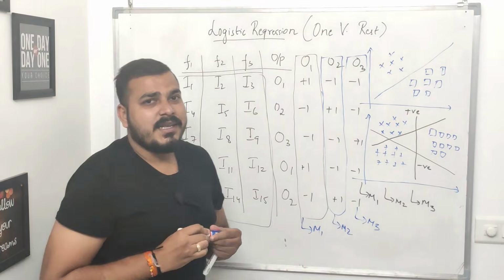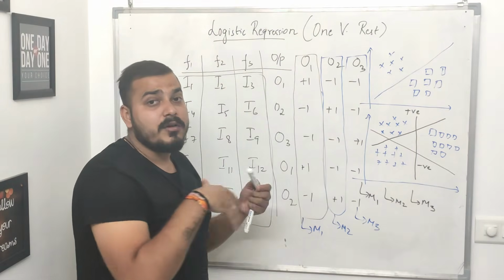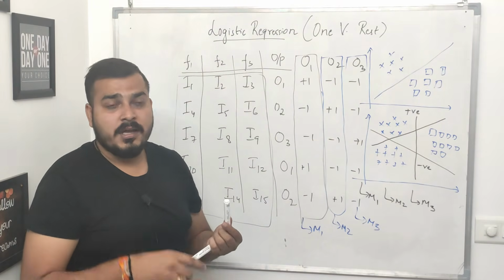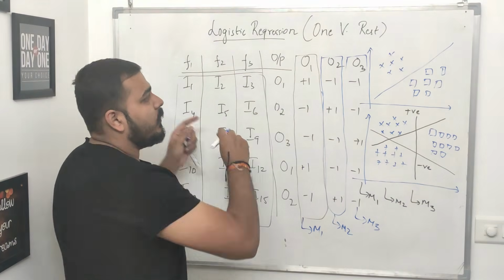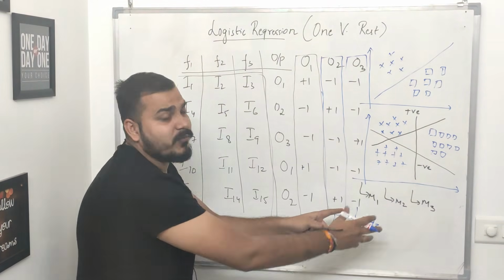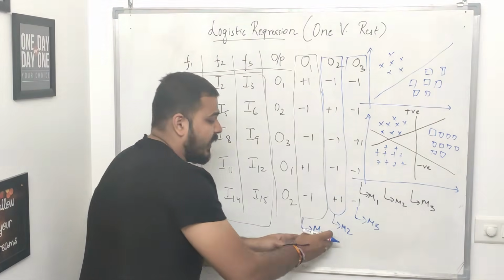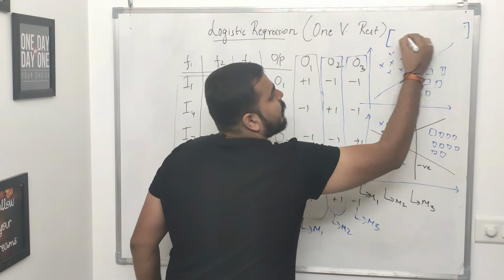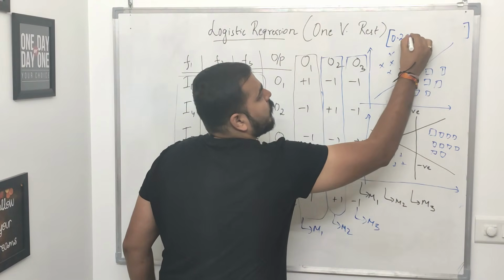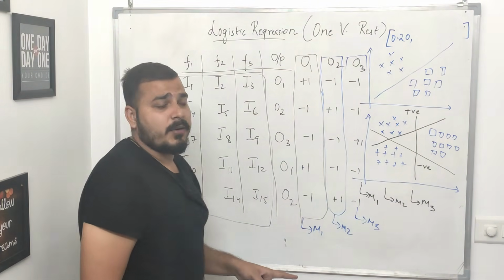Now you may be wondering, if I give new test data, how will the model actually find out the output? How will the logistic regression find out the output? Whenever I give new test data, this whole input feature will first go to the M1 model. When it goes to the M1 model, it will give us one probability value. Suppose this gives us 0.20. My M1 model gave me the answer as 0.20, which is my probability.